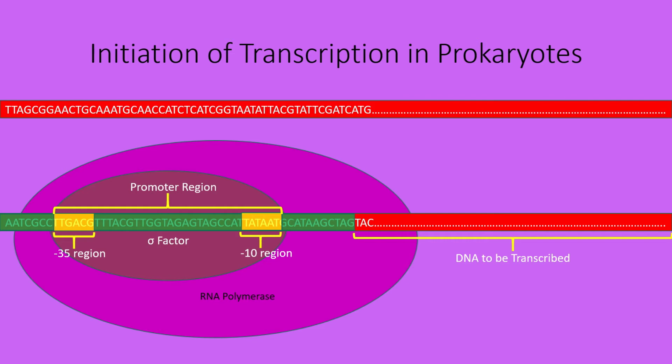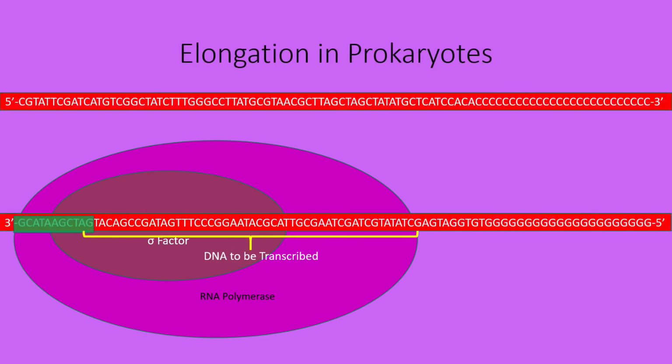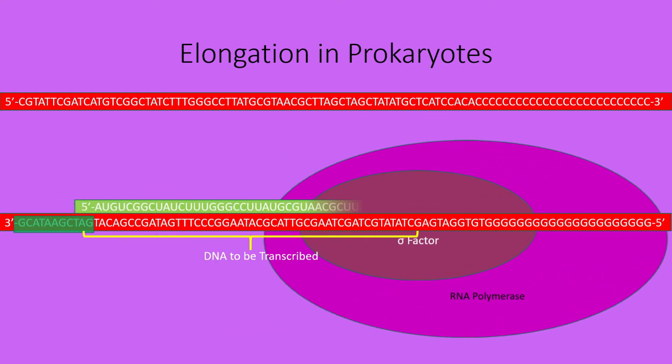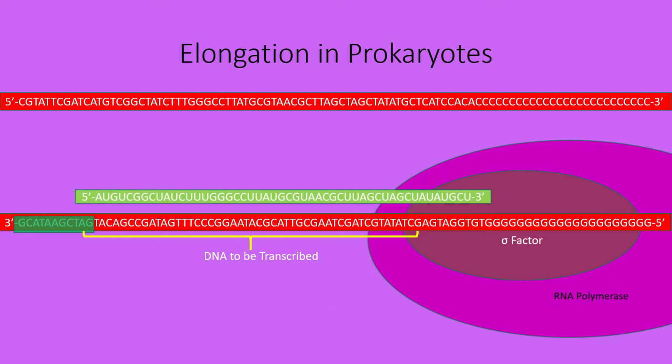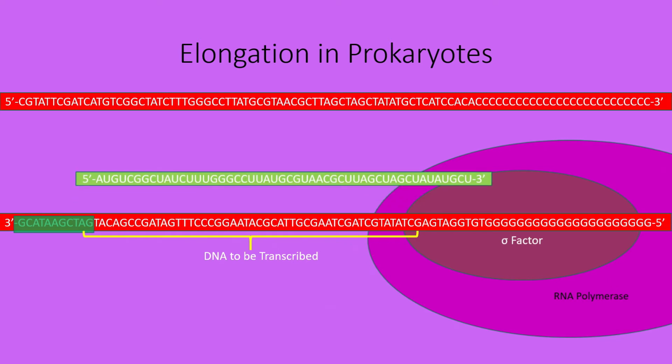The most well-studied prokaryotic organism in terms of DNA transcription and translation is E. coli, whose promoter region begins at the -35 to -10 nucleotide bases upstream from the start of transcription. Once a TAC region has been identified, RNA polymerase begins building mRNA by reading the DNA template in the 3' to 5' direction and building messenger RNA in the 5' to 3' direction.